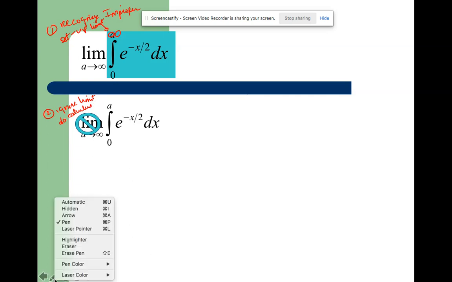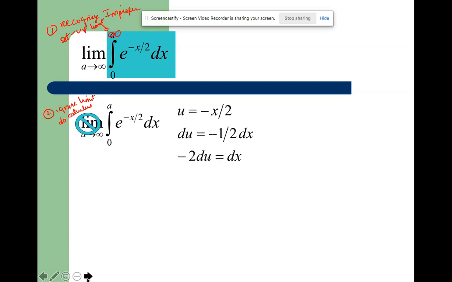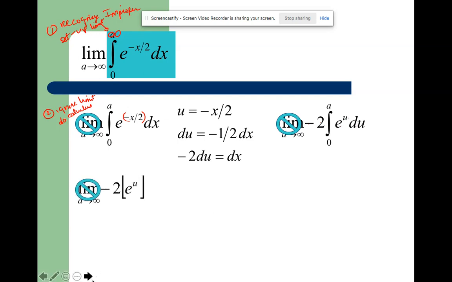So how do you integrate e to the stuff? Hopefully you don't really have to write all this out, but you recognize that there's your u, here's your du, multiply, and so on. At this point, your integration should be kind of fast. Again, still ignoring the limit. There's my -2 du, e to the u. Anti-differentiate e to the u.